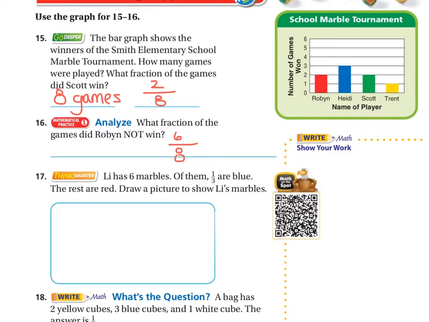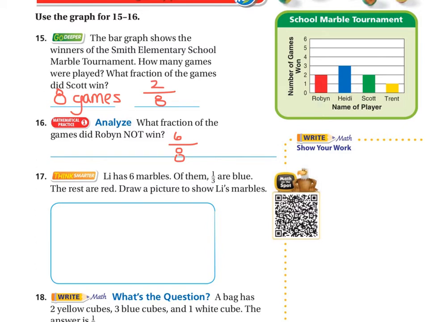You really needed to be a careful reader when solving number 16. We want to know about the games Robin did not win. We know that Robin won 2 of the games. We don't want to know about those 2 games, though. We want to know about all of the ones that she didn't win.